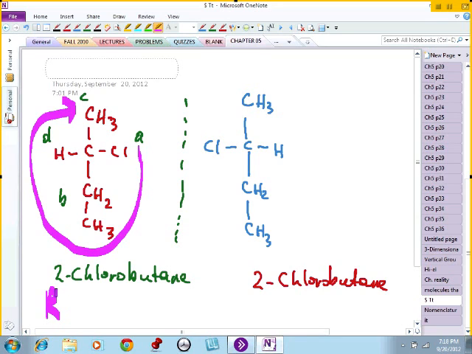However, because we are breaking the rule, the group of lowest priority is coming at you instead of going away from you. This R, therefore, is going to be S. Okay, that is my rule. Because you only have two choices, R or S.